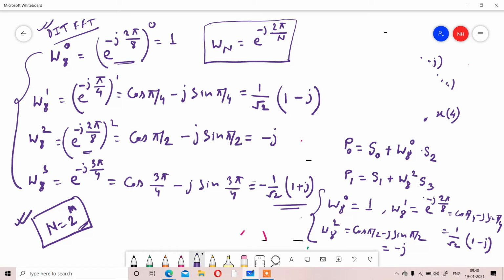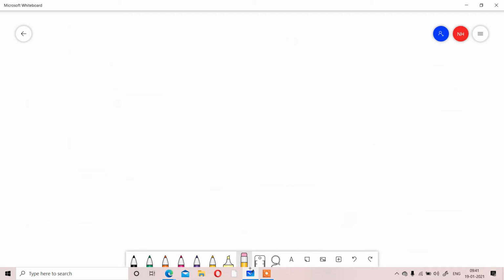So I think how to calculate the butterfly diagram is clear now. So just check another smallest example so that it is more clear to all of you. Consider a smallest example, with 4 samples. Suppose x[n] is given as 1 2 1 2.